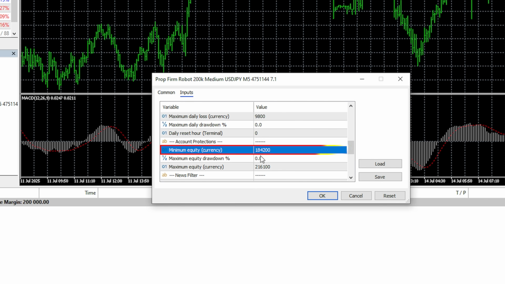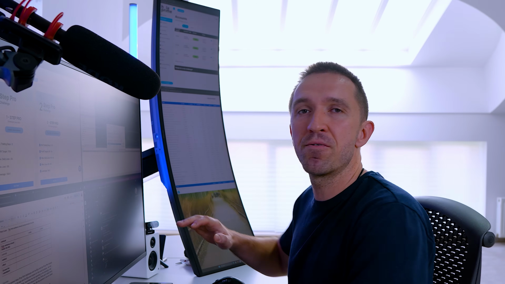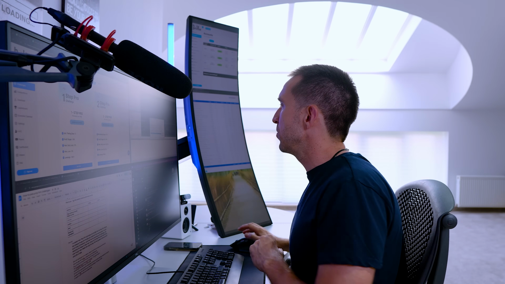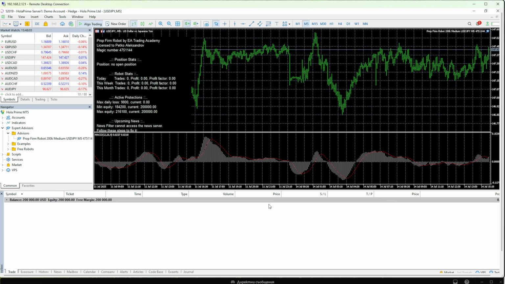I have a minimum equity, maximum equity, which will make sure that if the account reaches the target of the prop firm, the expert advisor will close and I will pass the first stage. So what I will do is I will click on OK and it will start trading.